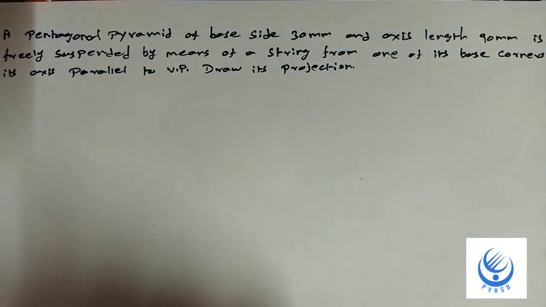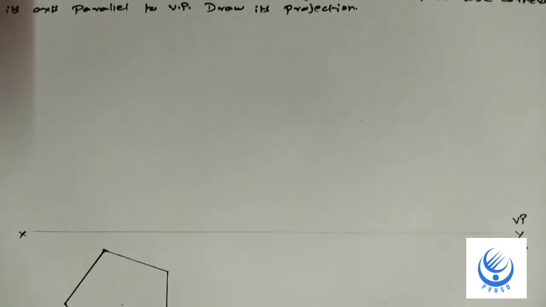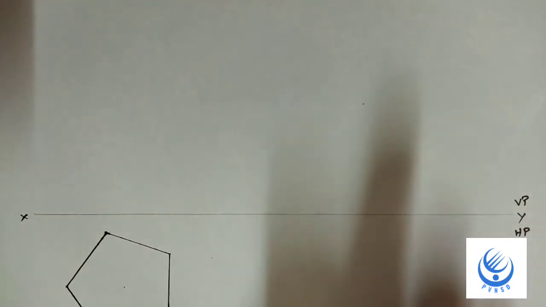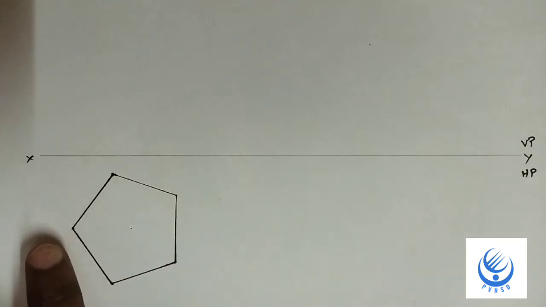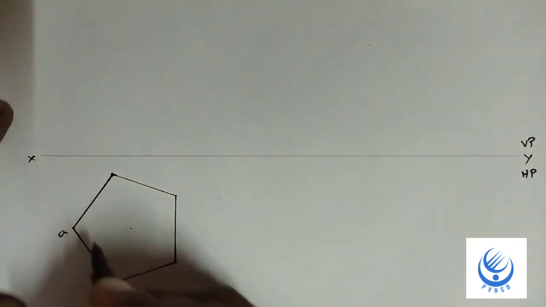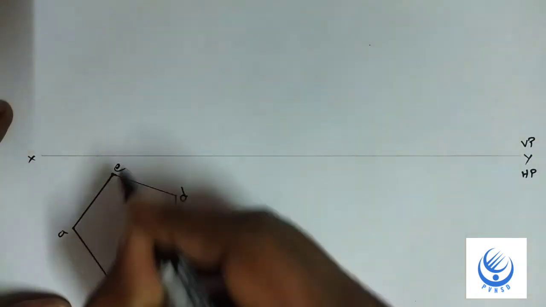In this problem, first draw the XY reference line. Next, mark the vertical plane and horizontal plane. The next is to draw the pentagon corner position. Using a template or otherwise, use the pentagon drawing procedure to draw the pentagon. Next, mark the letters A, B, C, D, E.